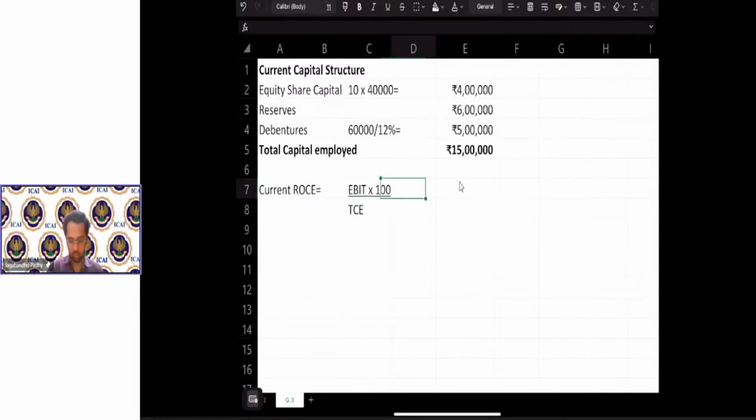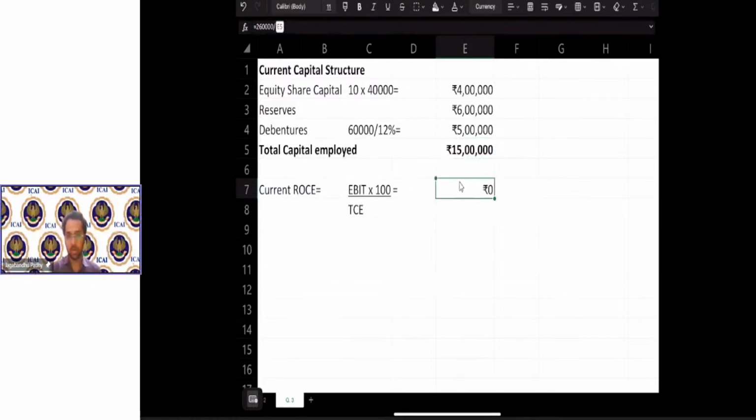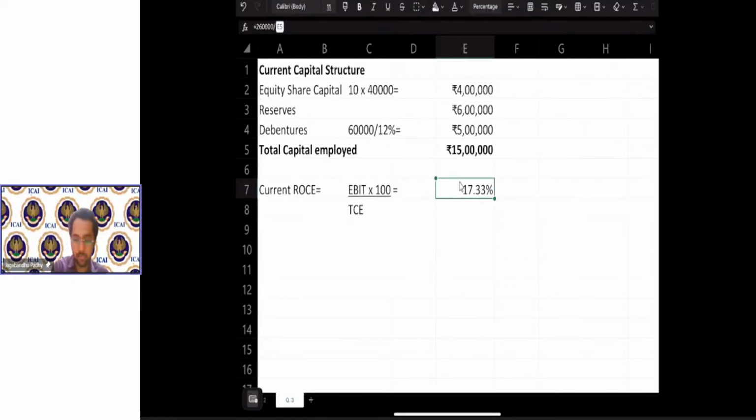So this should essentially work out as EBIT is how much? 2,60,000, right? So we have 2,60,000 divided by 15 lakh. So current ROCE, return on capital employed in terms of percentage, is 17.33%. So we are earning right now 17.33%, right? 17.33% is the rate of return that we are generating.